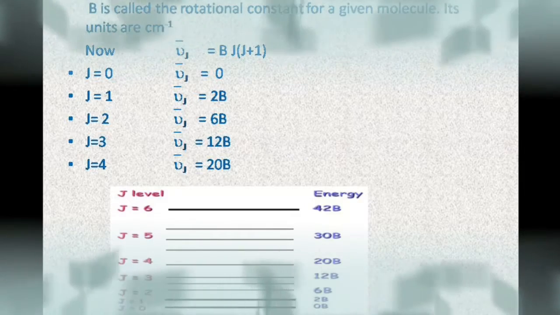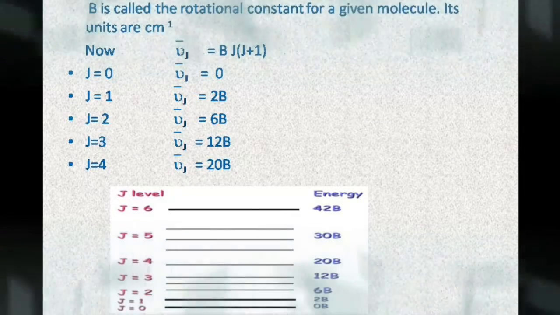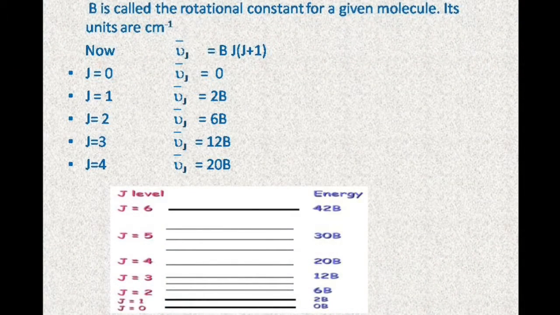Now you know nu bar j is equal to B into j into j plus 1. Now if j is equal to 0, put the value of j is equal to 0 in this equation, you get B into 0 into 0 plus 1, that is nu bar j is equal to 0. If j is equal to 1, then 1 into 1 plus 1, that is 2 into B, so nu bar j is equal to 2B. Then j is equal to 2, so nu bar j will be 6B, and so on. So these are the energies of rotational energy levels.